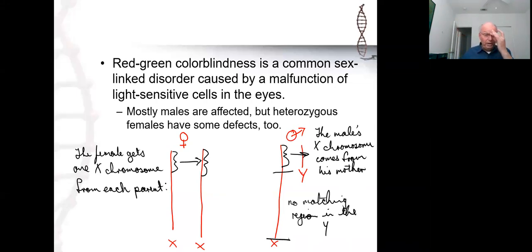So this is important to recognize. The X chromosome that the male has always originates from his mother, not from his father, because he got the Y chromosome from his father. That's why he's a male, not a female. So let's take a look at the inheritance patterns.